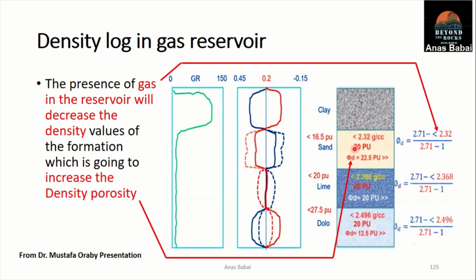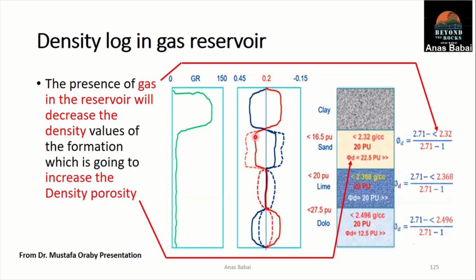Now in density, the presence of gas in the formation will decrease the density, of course, because it will occupy the pore spaces and will reduce the density of the formation. Because it's decreasing the density, that means the density porosity will increase, because they are opposite to each other. As the density increases, the porosity will decrease, and as the density decreases, the porosity will increase. And since gas will decrease the density, it will increase the porosity.